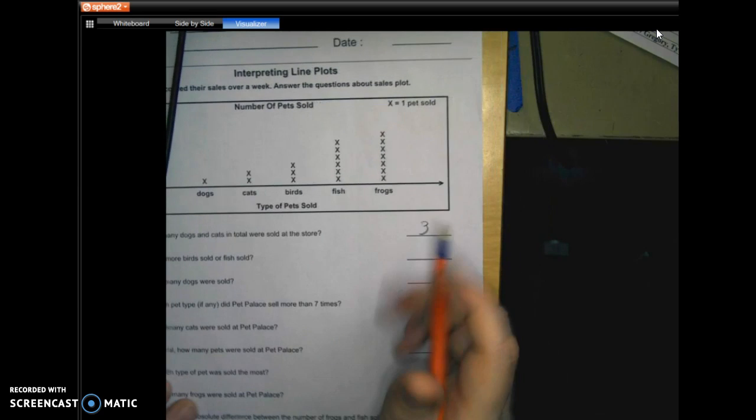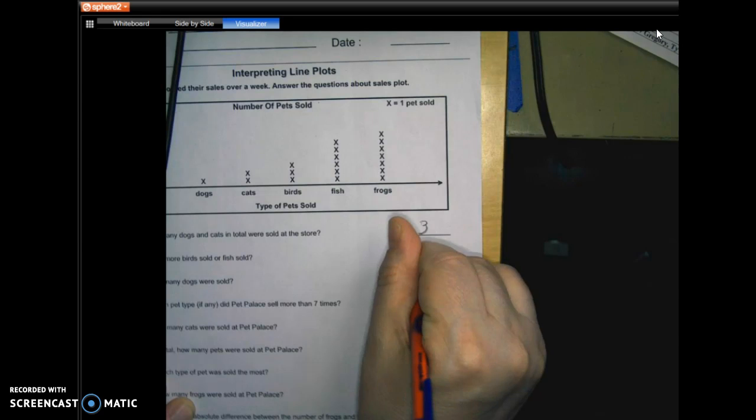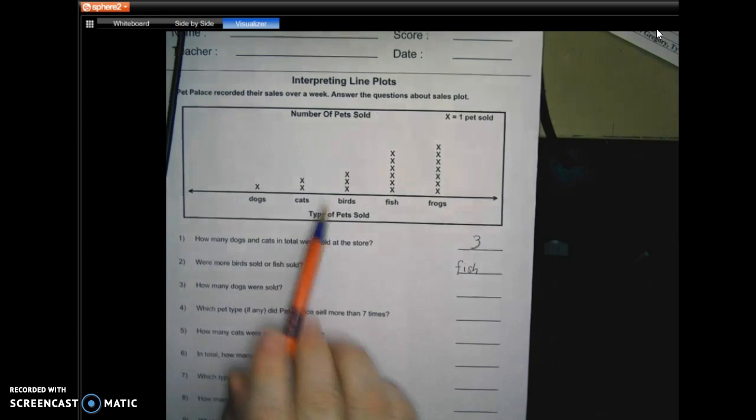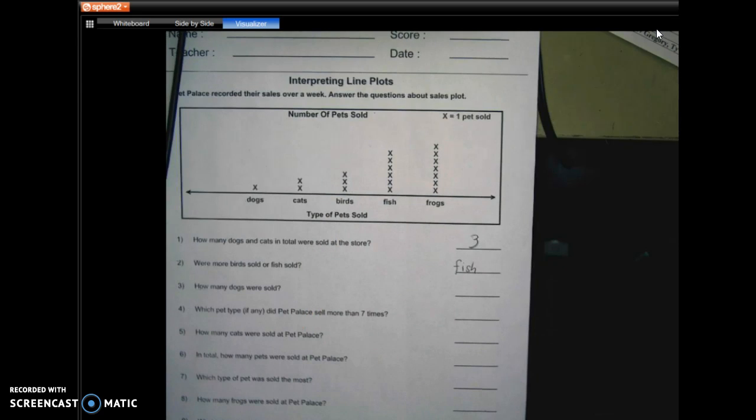So for number 2, we would write the answer fish. So this is how we use our line plot to be able to interpret the data, to be able to do the homework.